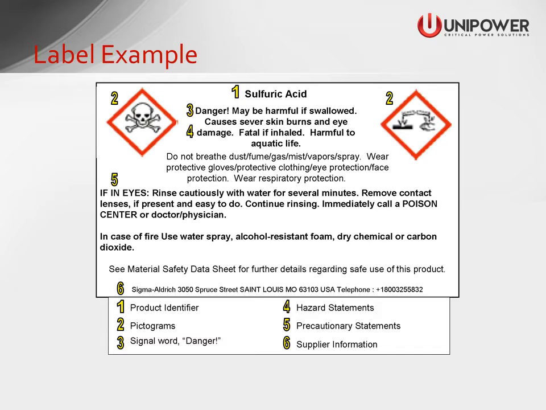Number 6, supplier information. Supplier information for this product is Sigma Aldrich. The address is 3050 Spruce Street, St. Louis, Missouri, 63103. The telephone number is 1-800-325-5832.